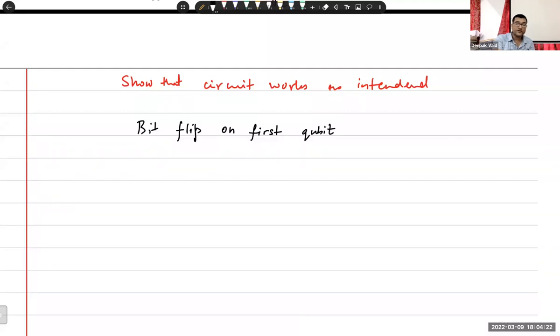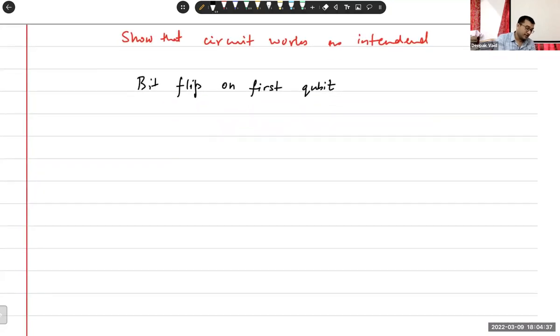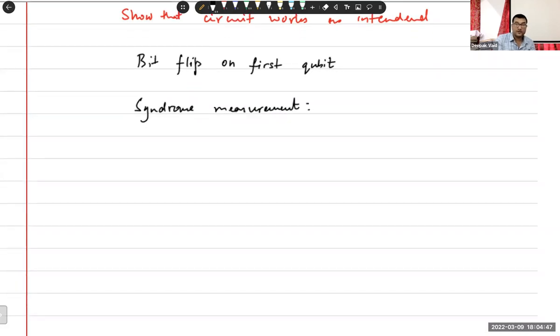Okay, so before that, actually, let me go back a couple of steps and tell you a little bit about the syndrome measurement from a slightly different perspective. So I skipped that part. Let me go back to that. So we'll go back for the time being to our 3-qubit code. So we remember that you have these three projectors, right? For the single bit flip.